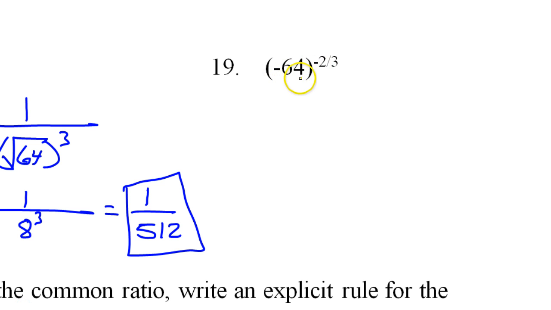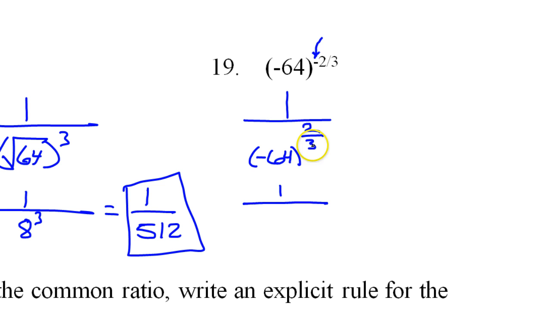Alright, same type of thing here. We have to just be careful what we do with this negative sign. But first of all, this negative sign, again, a negative exponent, you can think of it as dropping you down to the denominator. So this is going to be 1 over negative 64 to the positive 2/3 power. And again, we have power over root. So this is going to be the same thing as 1 over, alright, that's cube root.